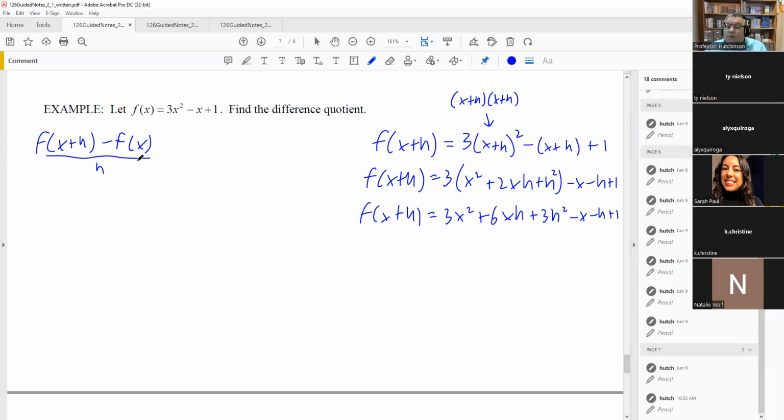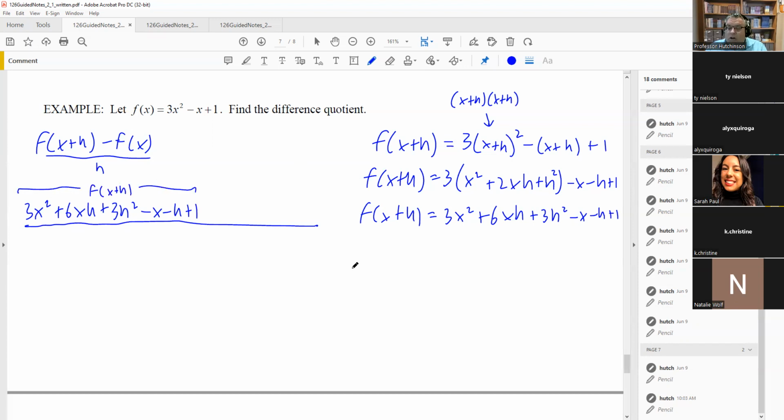I wanted to do all this separately because now I'm going to come back into the original difference quotient formula and substitute this in. So I have 3x squared, and now I'm replacing the f of x plus h with all this that I just expanded: 3x squared plus 6xh plus 3h squared minus x minus h plus 1. All of this right here is the f of x plus h. I'm just labeling all that for you right there.